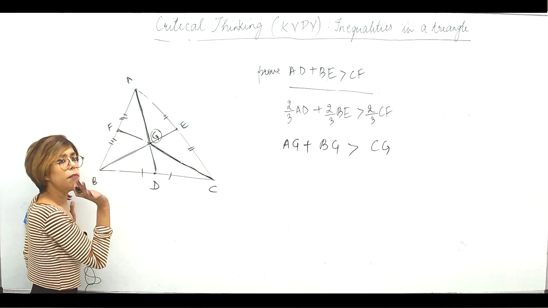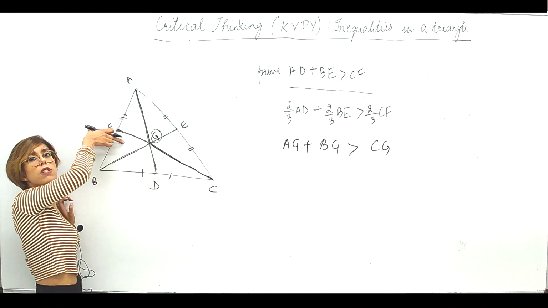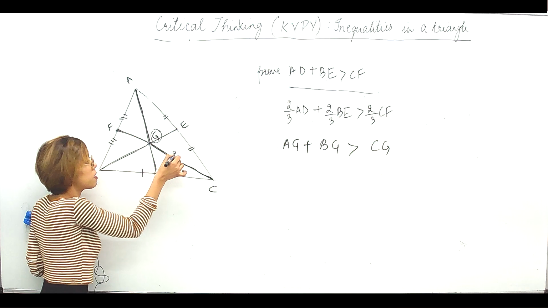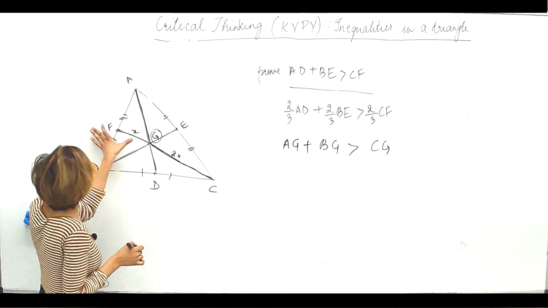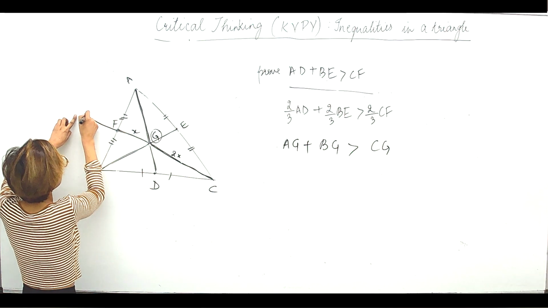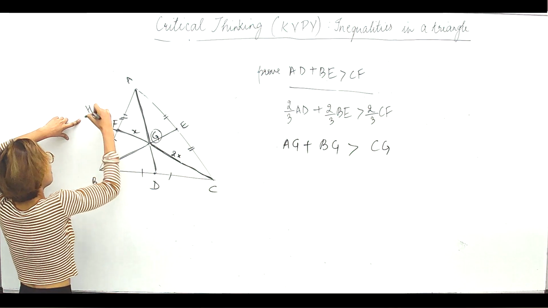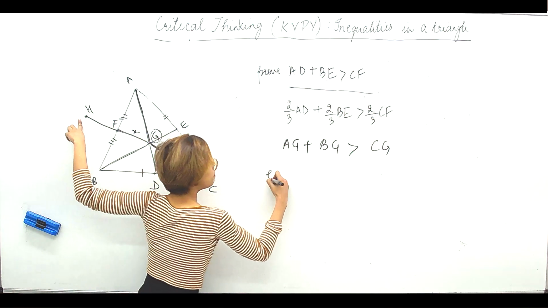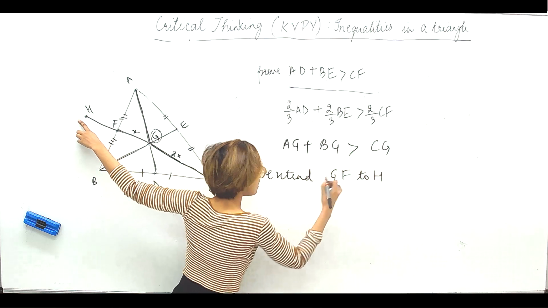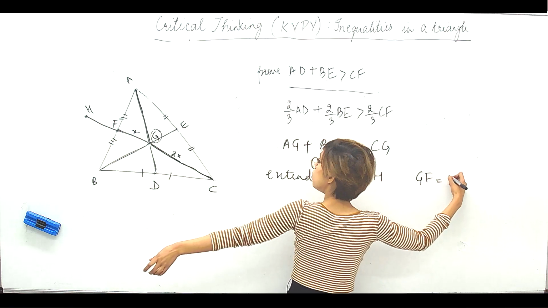2:1. Now somehow I will extend this. I need CG, so make CG here. Maybe it will help me. Now this is 2:1. Suppose this is 2x, this is x. I make 2x here. Extend GF to the length, till H, such that GF is equal to FH.